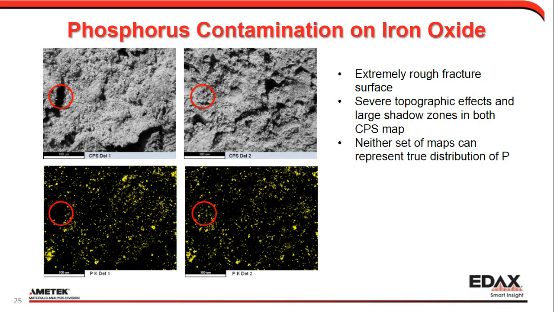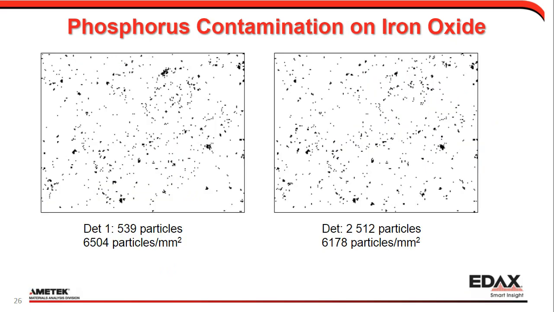So if we're looking for how much contaminant we have on this sample, we just did a very basic particle count on this, or pixel count. And we can see detector 1, we have about 539 particles, detector 2, 512, and we calculated the particles per area as well. Now, this might not look like a big difference. There's only about 400 particles per area missing between the two. But the point is that you are missing different particles in each of them.